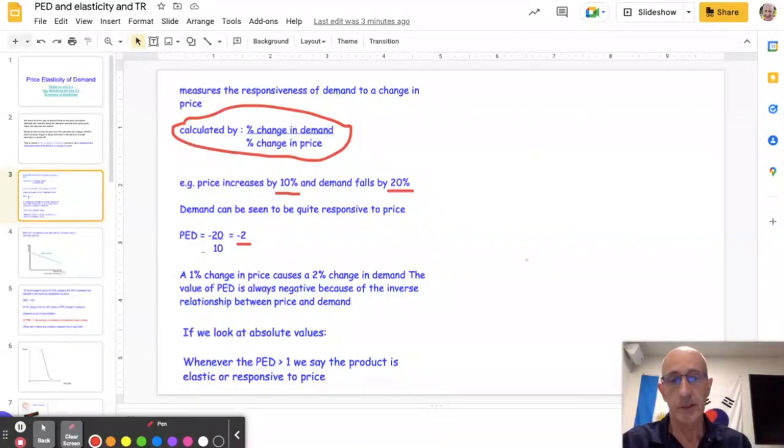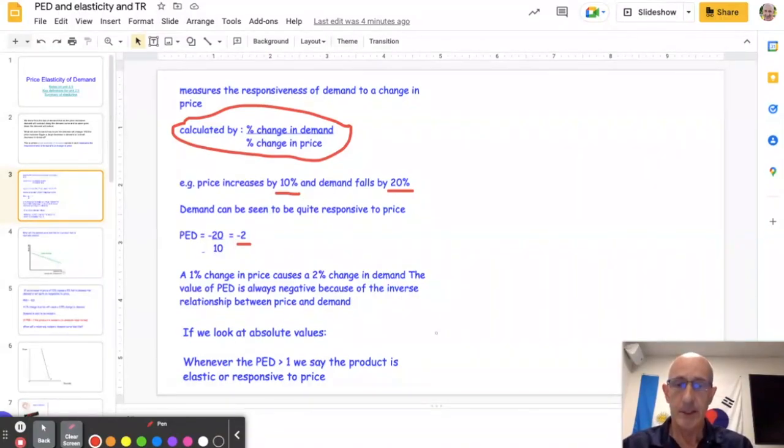The value of PED is crucial, and so this number here, -2, or the number that we calculate from the PED equation, gives us a lot of information. We know for sure that because of the law of demand, if the price goes up, demand goes down, and vice versa. It's an inverse relationship, so you're always going to get a minus sign. It's always going to be negative. With PED, we tend to ignore that minus sign. We just look at it in terms of absolute numbers. So the absolute number for -2 is 2. We would generally just talk in that sort of language with PED.